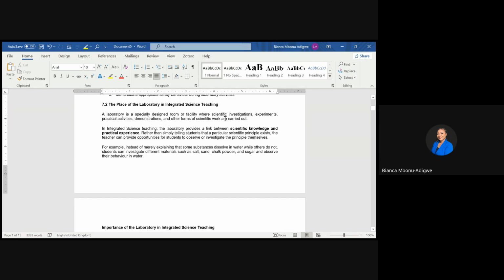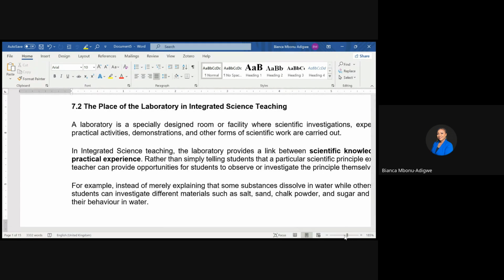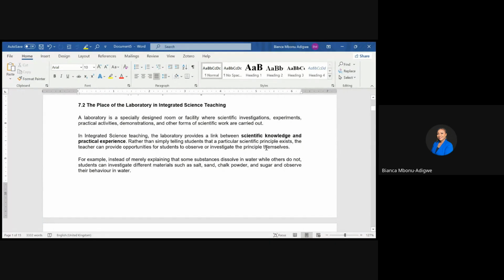What is a laboratory? We all know, we have seen it once or twice, maybe before coming into the university. Some of us were not fortunate enough to attend schools with these facilities, but at least I can say that in our department, we have one. So what is a laboratory?